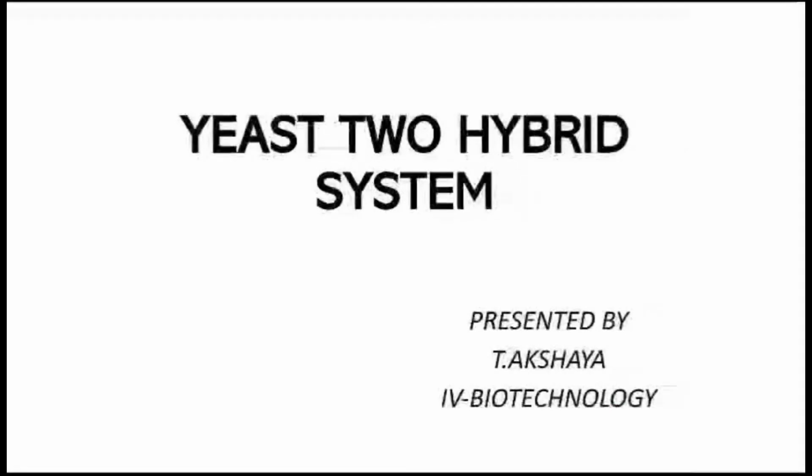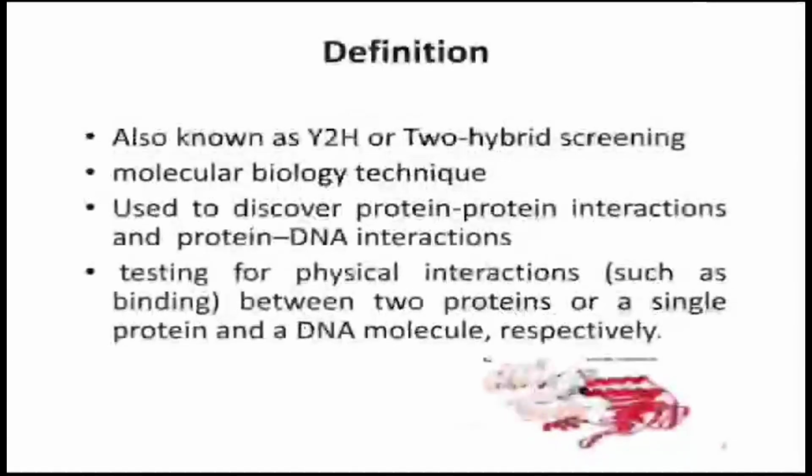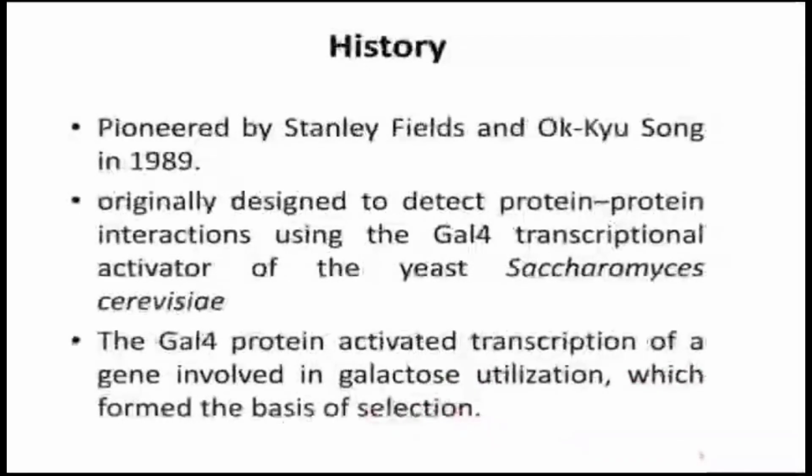I'm going to take a topic of yeast two-hybrid system. What is the yeast two-hybrid system? It is also known as yeast two-hybrid or two-hybrid screening. It is a molecular biological technique that is used to discover protein-protein interactions and protein-DNA interactions. It tests for physical interactions between two proteins or a single protein and a DNA molecule, respectively.